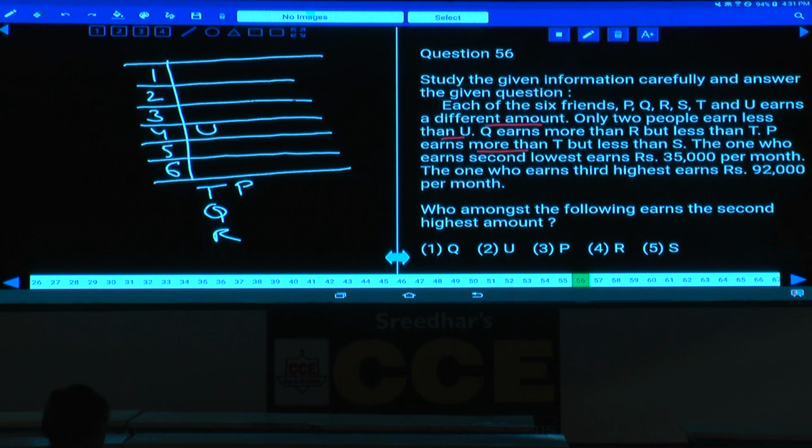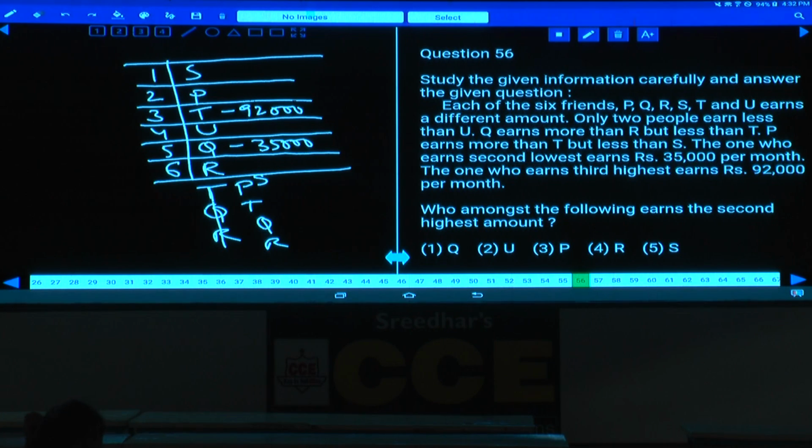Hence what is the order here? P, T, Q, R as of now, and P earns more than T but less than S, meaning S must come before this one. Hence all these persons are fixed: S, P, T, and the remaining persons are Q and R. S, P, T, Q and R. The one who earns the second lowest earns 35,000, and the one who earns the third highest earns 92,000.